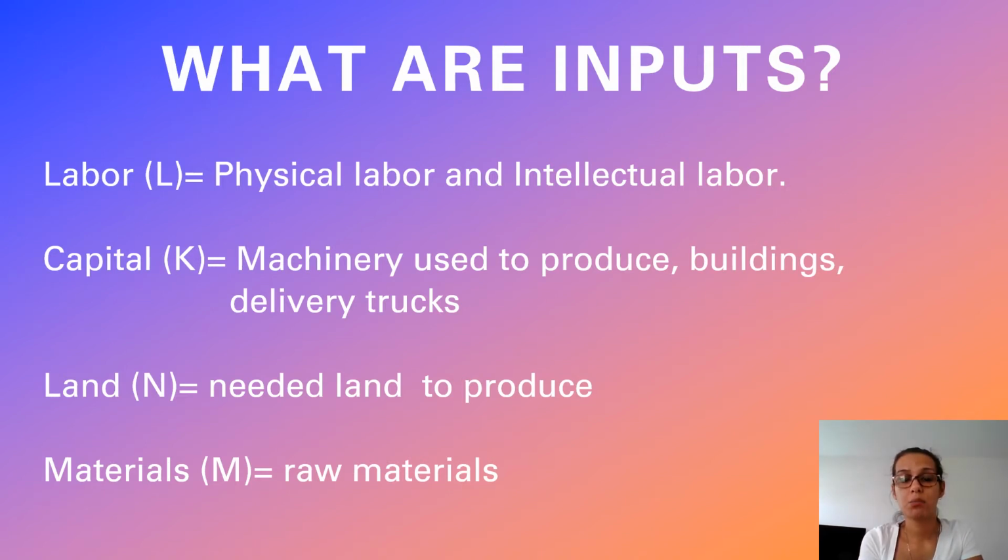Land can be any fields of agriculture such as corn or potatoes, and then raw materials can be wood to make furniture or eggs in a bakery.